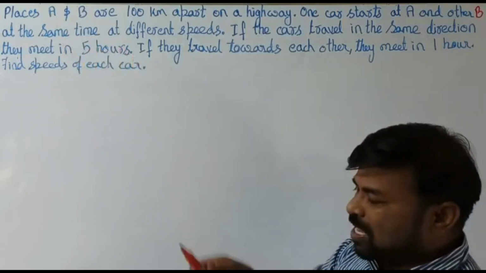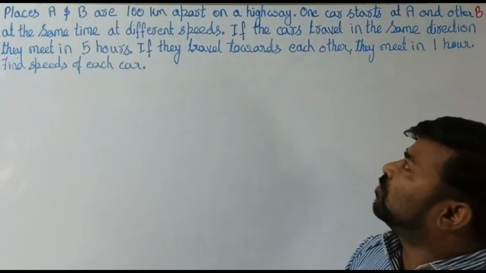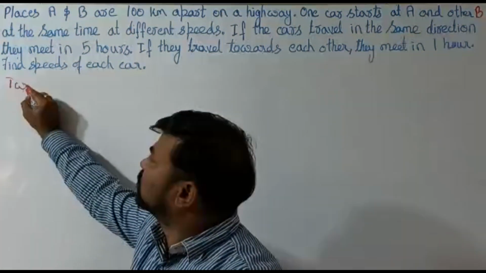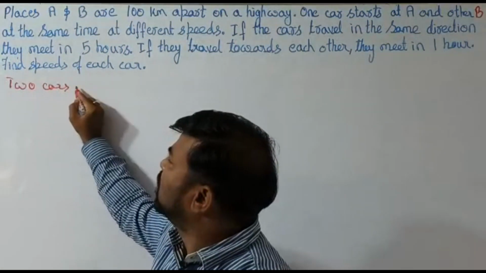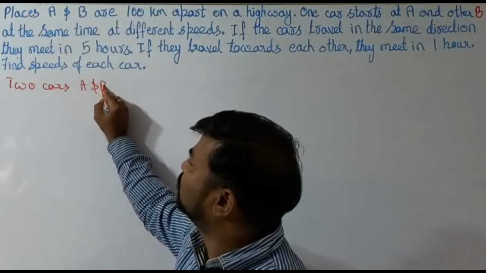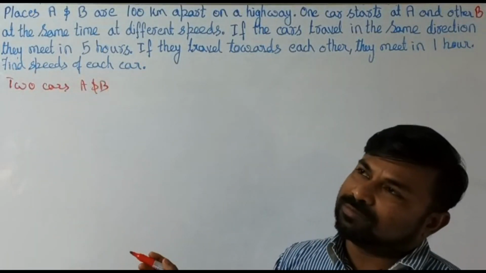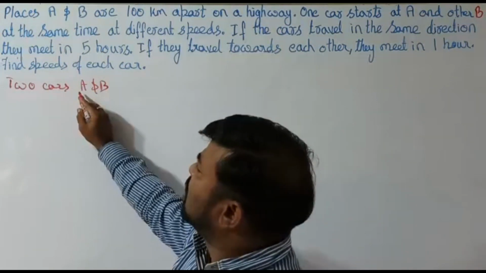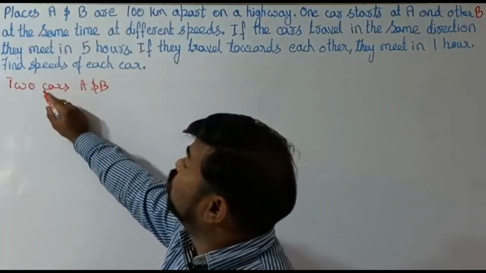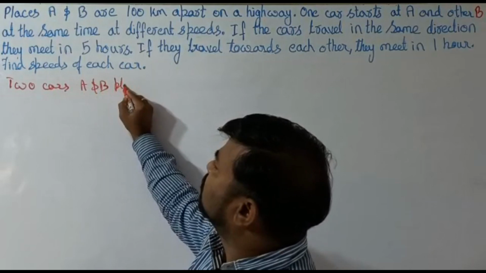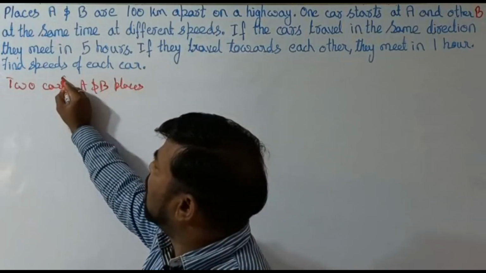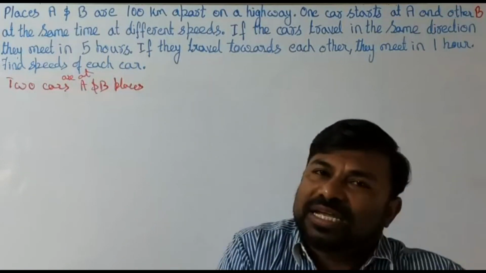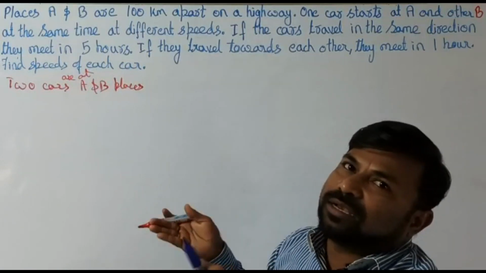Alright, so let A and B be two places, right? So let's go from here. Two cars, A and B. What are the names of the cars? A and B. Two cars are at places A and B. They are starting. The first car is starting at A and the second car is starting at B.